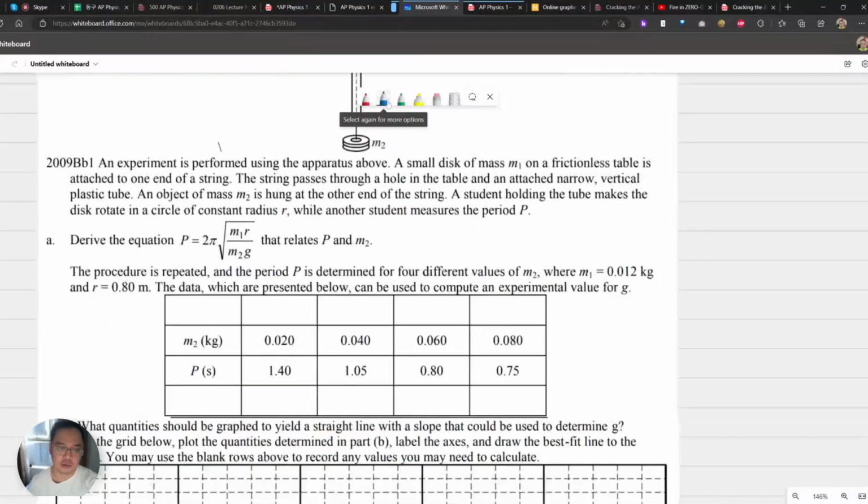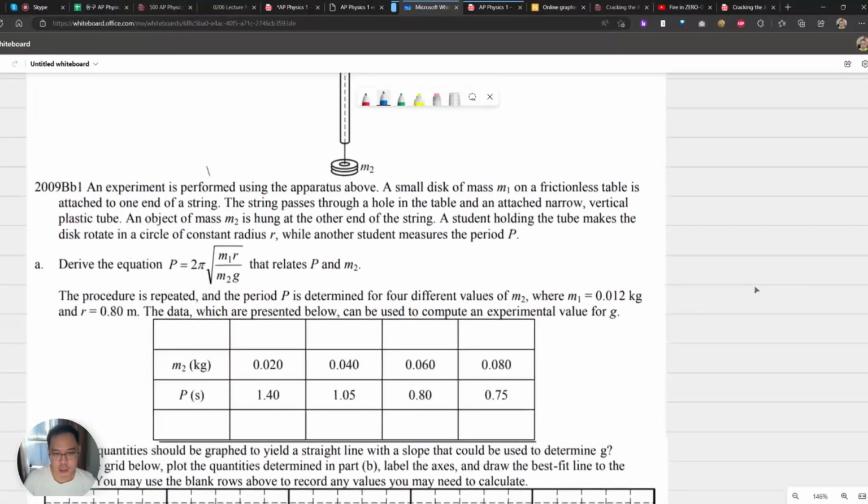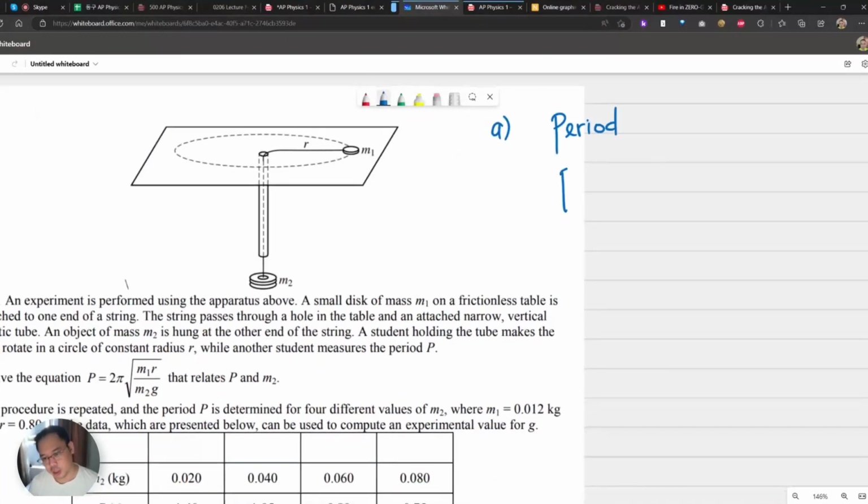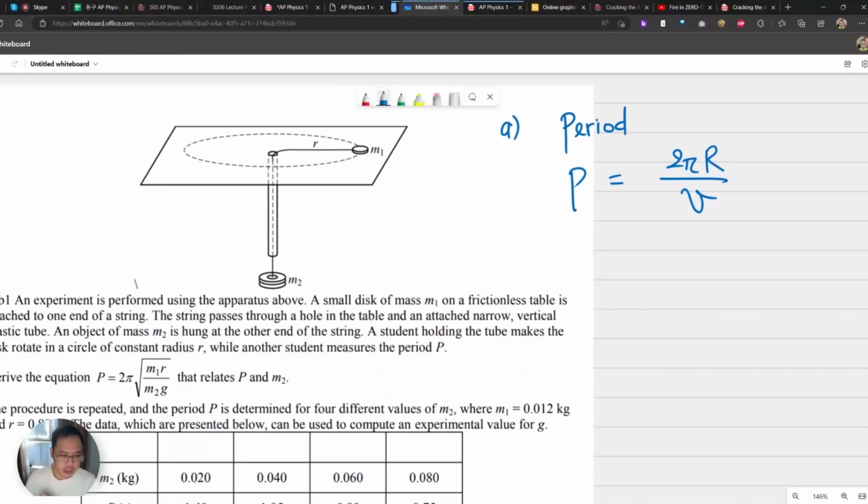We are given this equation P equals 2 pi square root of M1 R divided by M2 G. We need to derive this, the period related to M1 and M2. Okay, question A. The period P is the time for 1 revolution. It means 2 pi r, the circumference, divided by the speed. But how do we find the speed? We derive the equation from the narrow vertical direction: M1 r, M2 G.